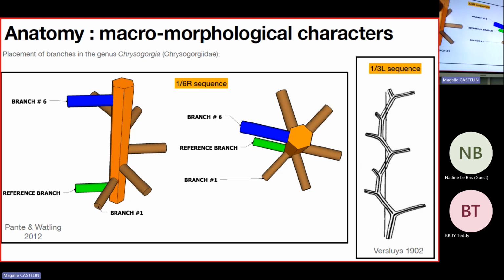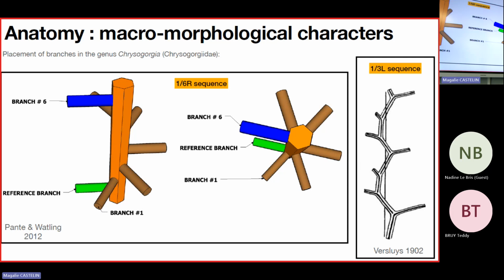So here it goes counterclockwise, branch 1, 2, 3, 4, 5, 6. And when you arrive on branch 6, so I took this model and I'm looking up now, I see the reference branch, and branch 6 is on the same plane as the reference branch. And in this group, one taxonomic character is actually to define the branching sequence.